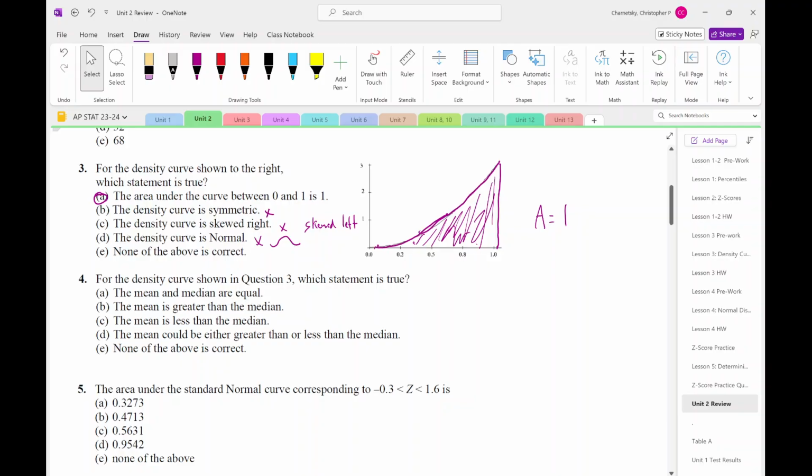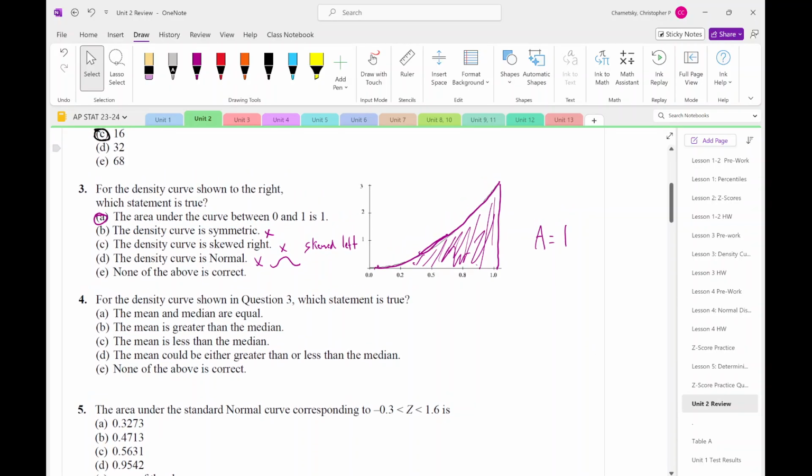Okay. All right, for 4, for the density curve shown above, which statement is true? The mean and the median are equal. No. This is a left skewed density curve. So that means that our mean is going to be less than our median because our data to the left here is going to be pulling on our mean. Our mean is getting pulled towards that tail away from our median, so it's going to be less.